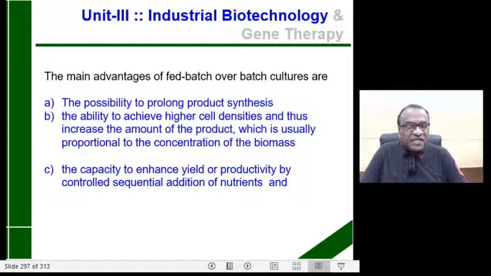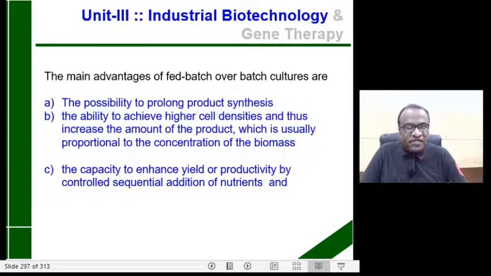Thus, there is an increase in the amount of the product, and the increase in the amount of the product is proportional to the concentration of the biomass. And number three, the capacity to enhance yield or productivity by controlled sequential addition of nutrients. So I have highlighted three important advantages of fed batch culture over batch culture.